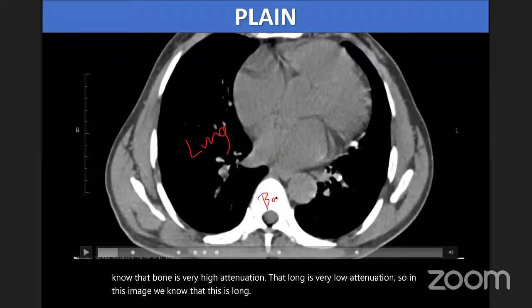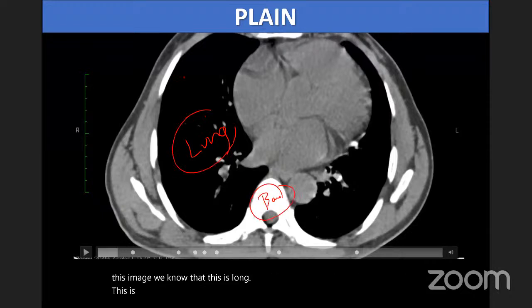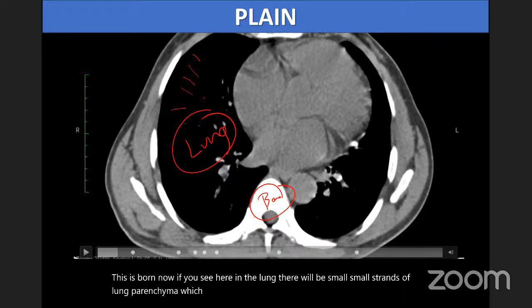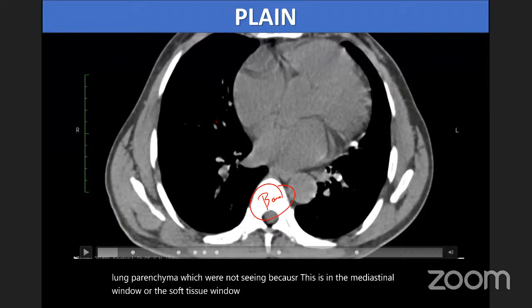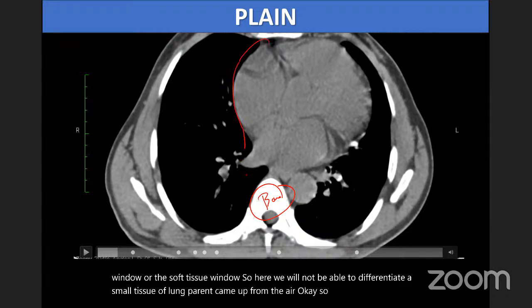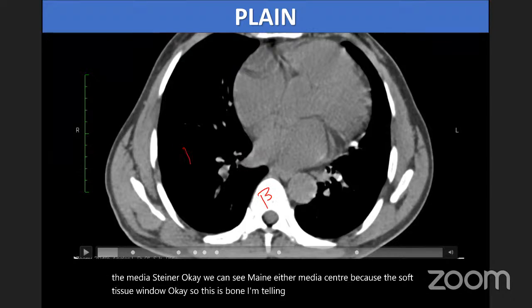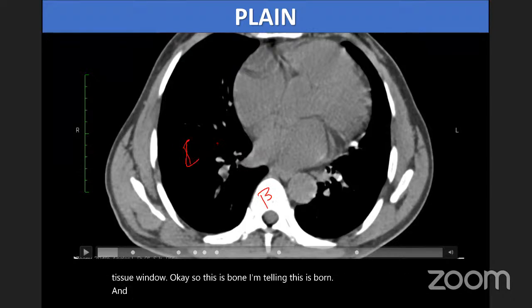This is bone. Now, in the lung there will be small strands of lung parenchyma, which you are not seeing because this is in the mediastinal window, or soft tissue window. Here we will not be able to differentiate small tissue of lung parenchyma from the air. Here we can mainly see the mediastinum. So this is bone, and this is lung, which is filled with air.